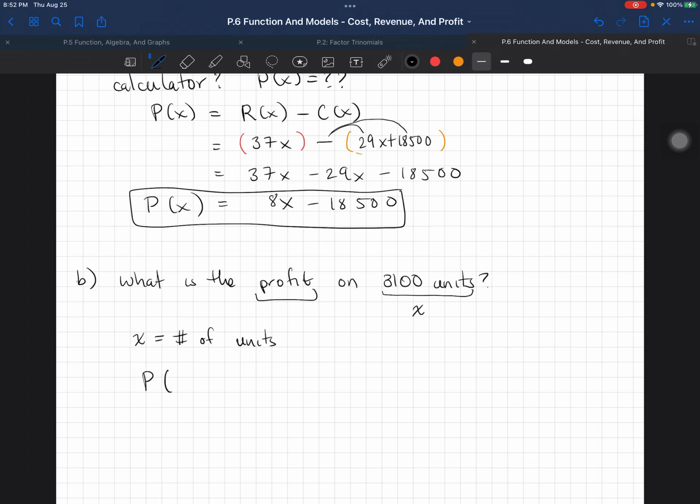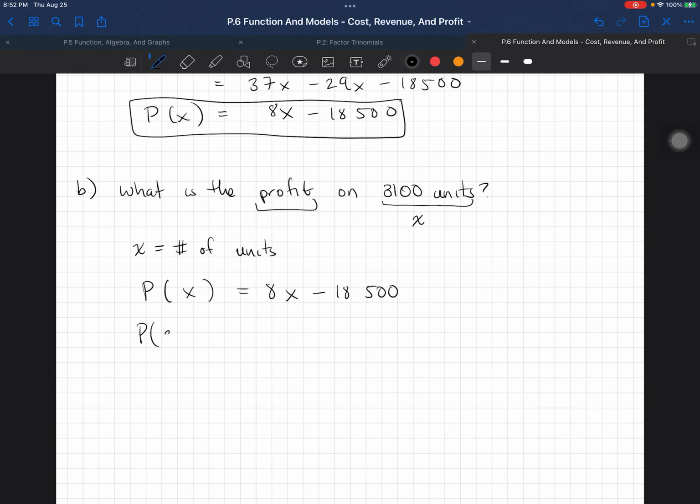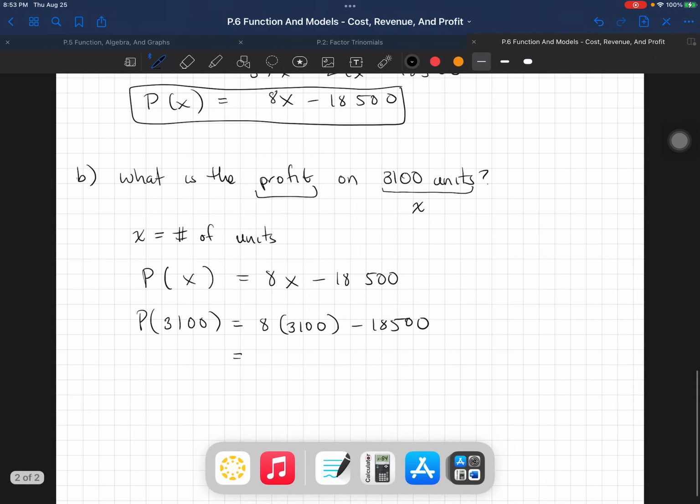All right. Anyways, so let's go ahead and find out. So what we're going to do is find the profit whenever we have 3,100 units. So all we got to do is replace, or in other words, do a direct substitution of x for 3,100. So let's go ahead and do that. And remember, when you do a direct substitution, always put some parentheses. There you go.